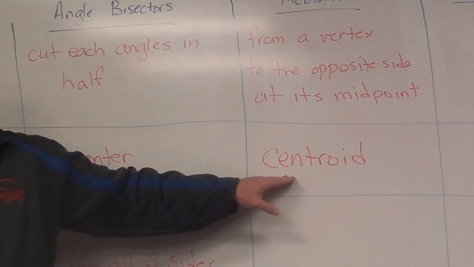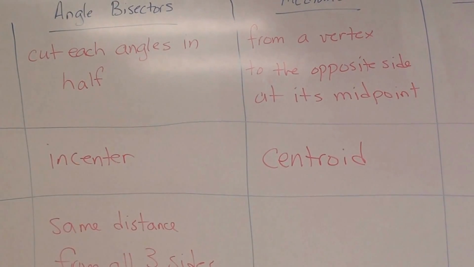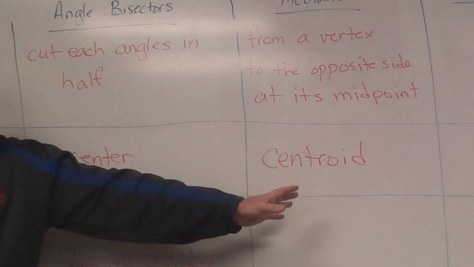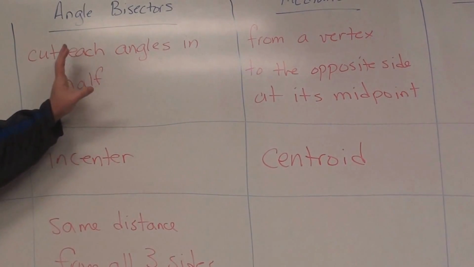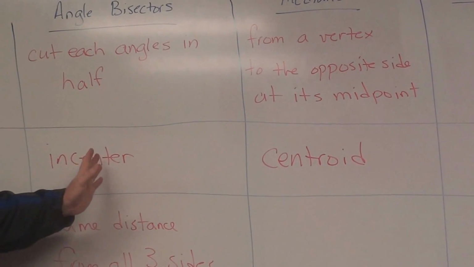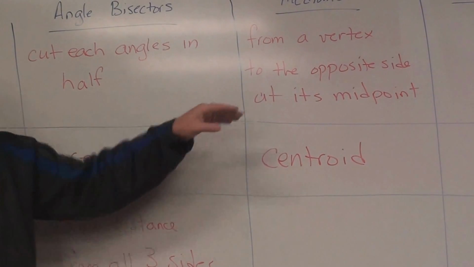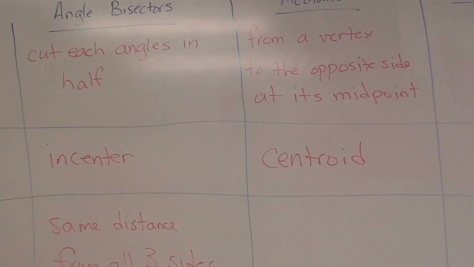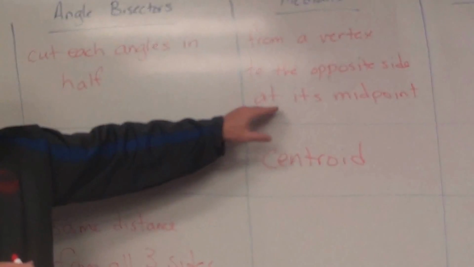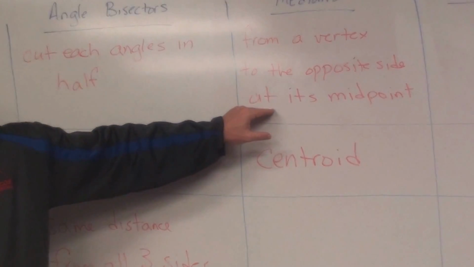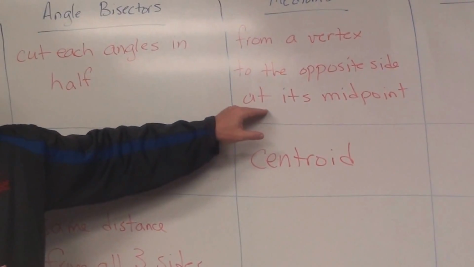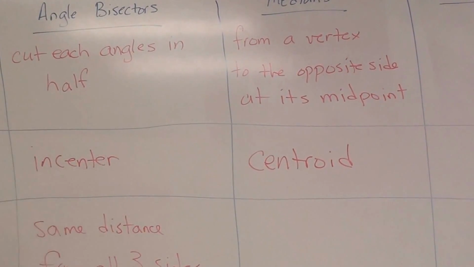So what's the difference between the angle bisectors and the medians? Remember, angle bisectors are these segments that cut the angles in half. And their point of concurrency was always in the middle. And their point of concurrency was the same distance from the three sides. The medians, they don't cut angles in half. They just go from a vertex to the opposite side at its midpoint.